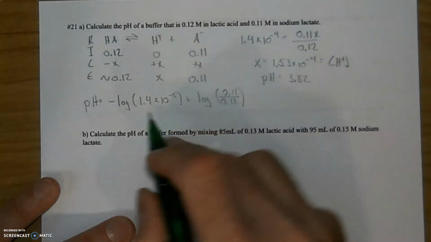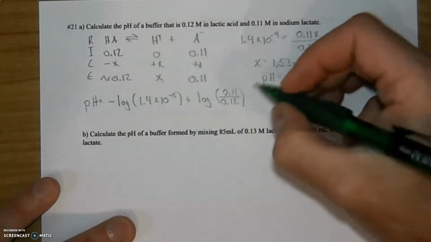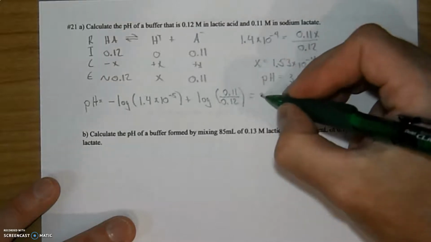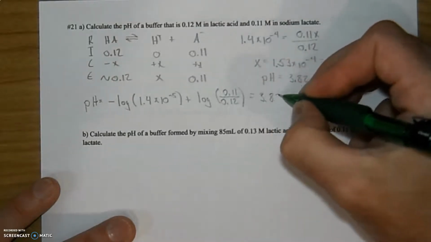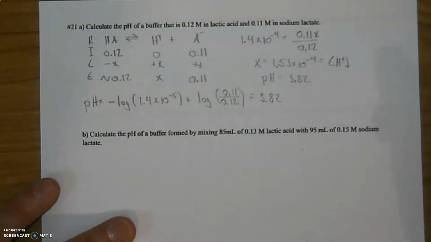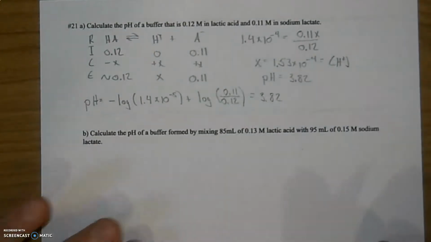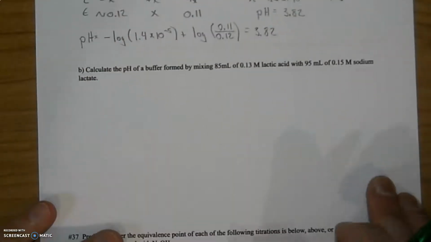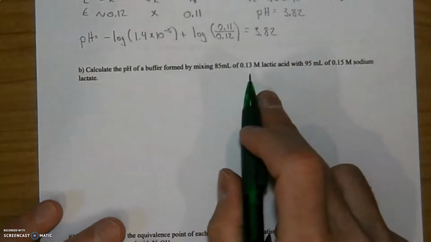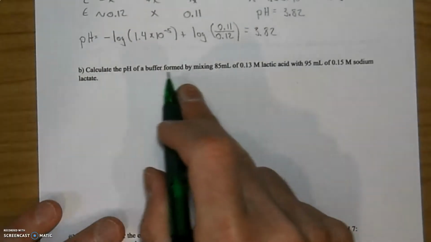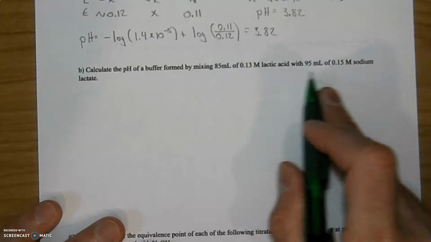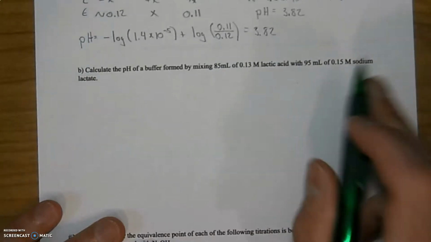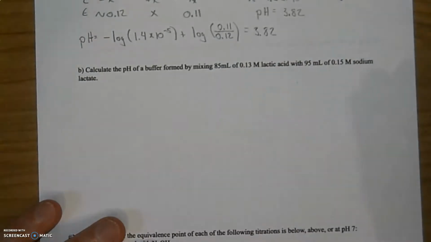Okay, so if I just run this through my calculator, I will get an answer of 3.82. Yeah, that's true. Done. Now let's do this one down here. We can just run this through based on the information that we're given. Calculate the pH of a buffer that is formed by mixing this volume and this volume of these guys. We do have to do one little step here to make it true.